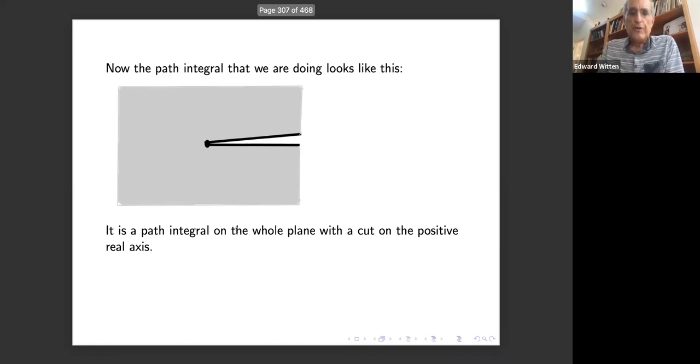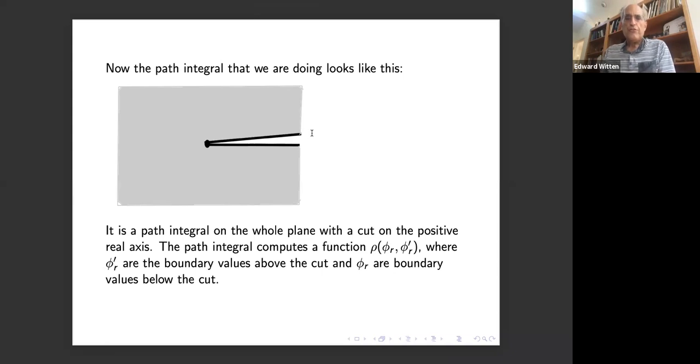What we have now is a path integral in the whole plane, but there's a cut on the positive real axis, and boundary values are specified below and above the cut, and in general are different. So the path integral computes a function rho of phi right and phi right prime, where phi right prime are the boundary values above the cut and phi right are the boundary values below the cut, and this is the density matrix. Sorry, this is the matrix element of the density matrix between an initial state given by phi right and a final state given by phi right prime. So that's the density matrix.